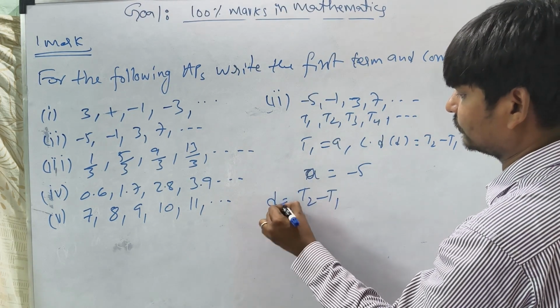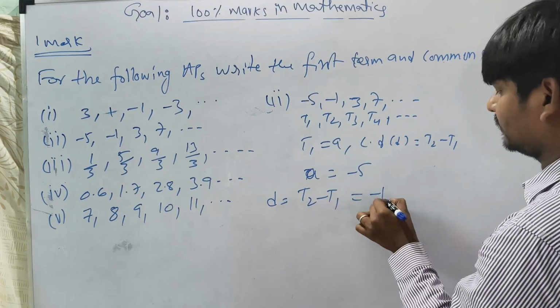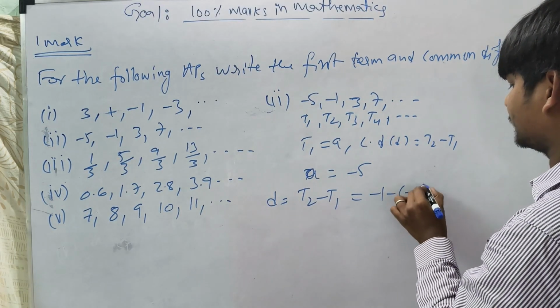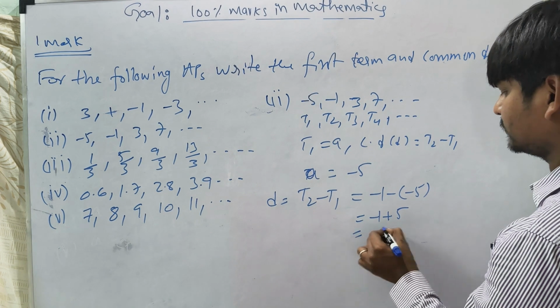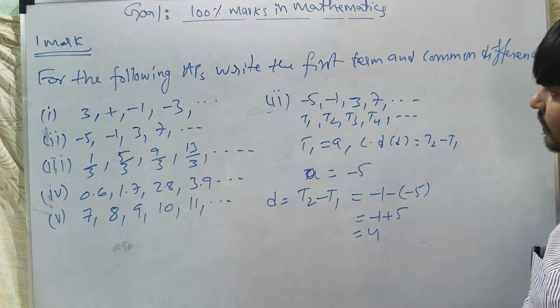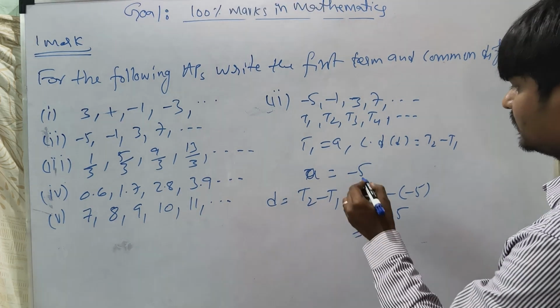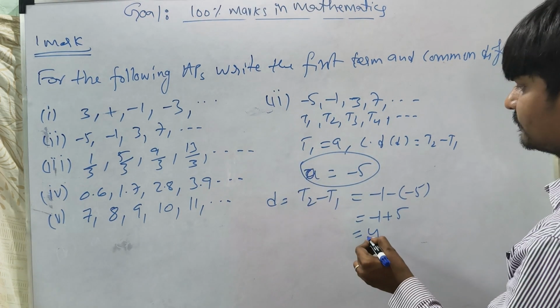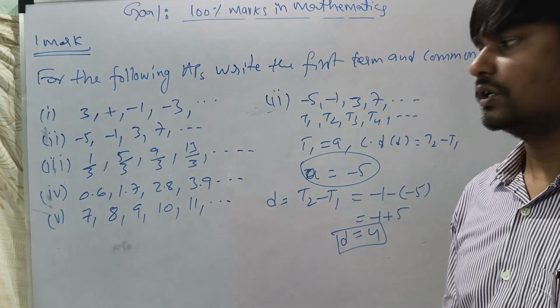D is equal to what? From this, T2 is minus 1, minus of minus 5. Then it gives plus 5, which gives plus 4. So common difference is plus 4. So A is equal to minus 5 and D is equal to 4. Like this you will get.